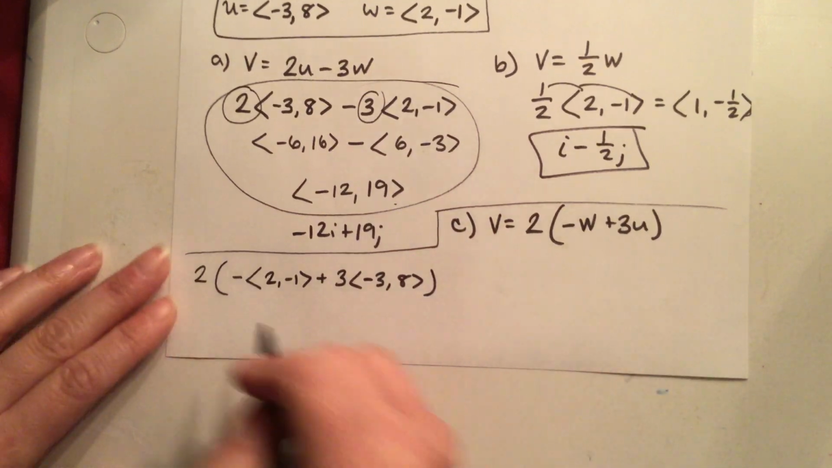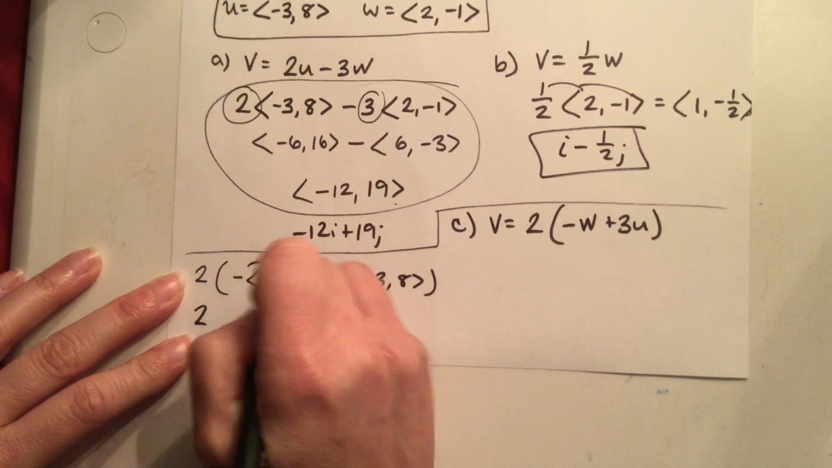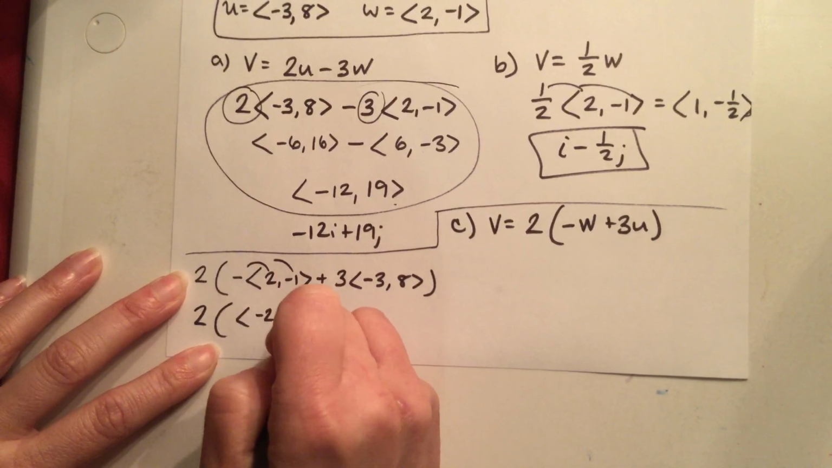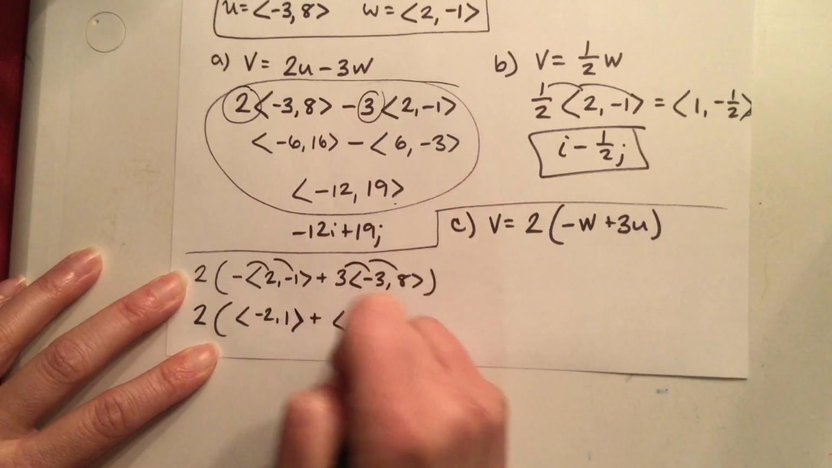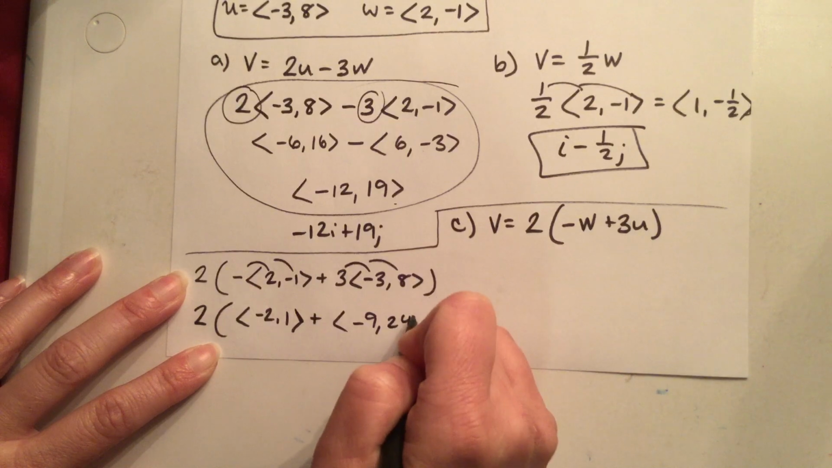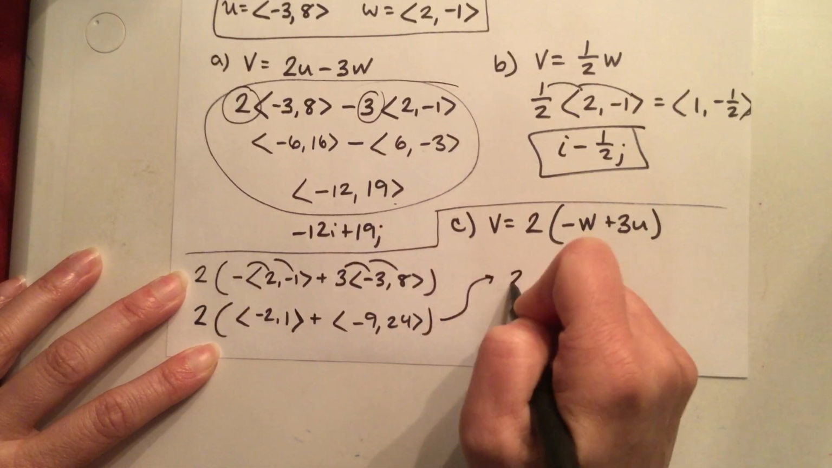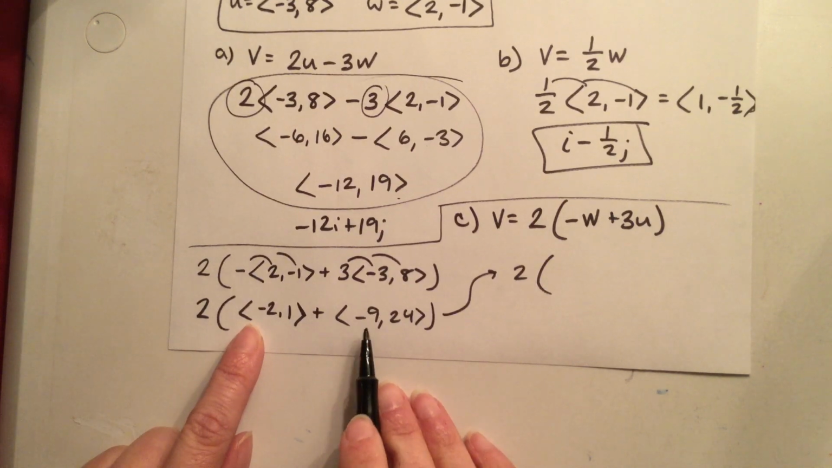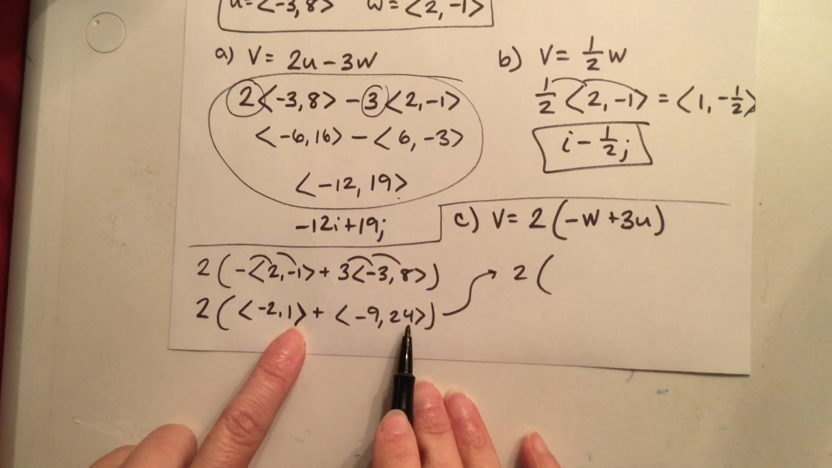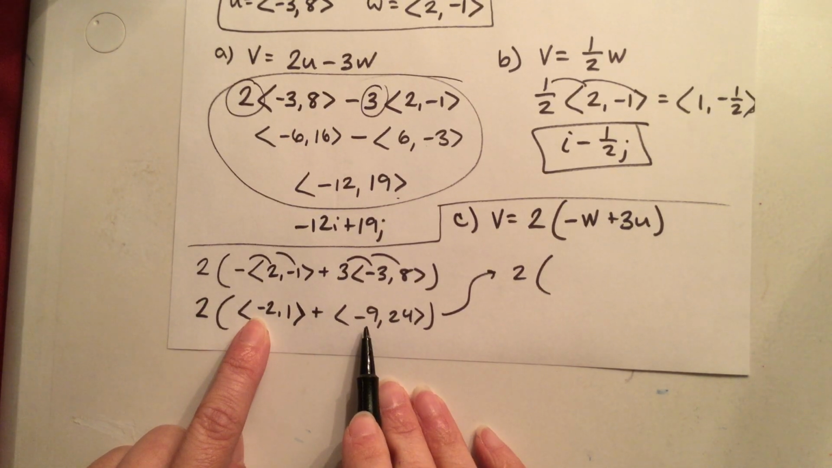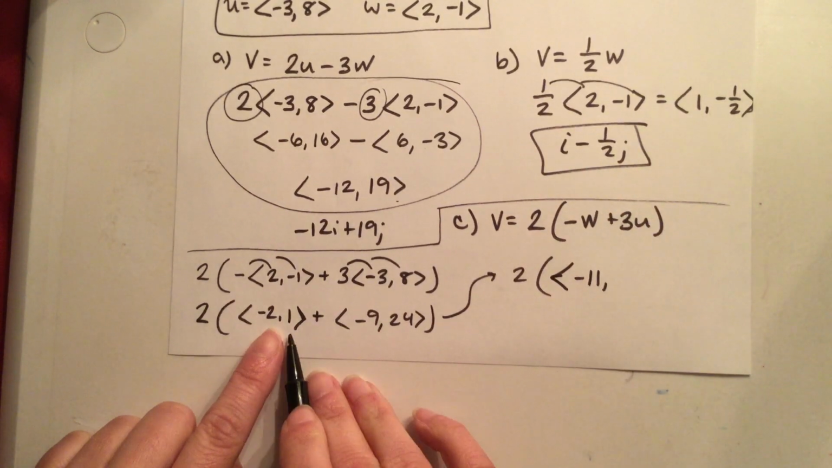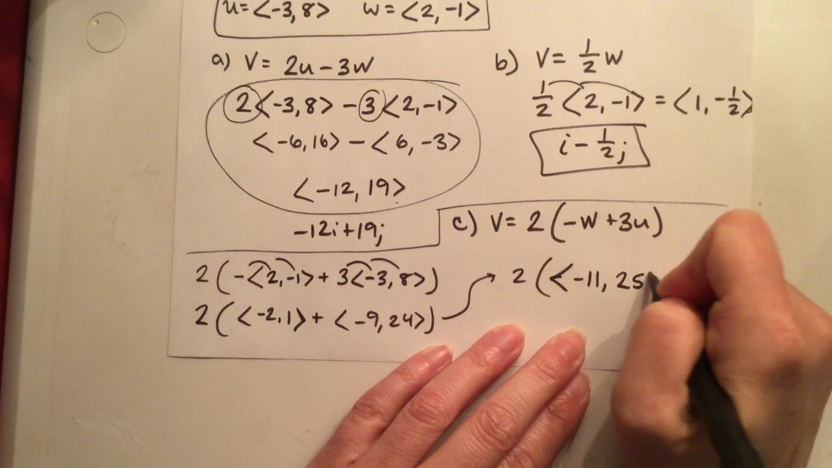Okay, so that's the first part. I'm working in the parentheses. Bring in the negative. So it's negative 2, positive 1. Bring in the 3, negative 9, 24. Now I have 2 outside of that. If you are adding component form, you just add the x's together and add the y's together. Negative 2 plus negative 9 is negative 11. 1 plus 24 is 25.